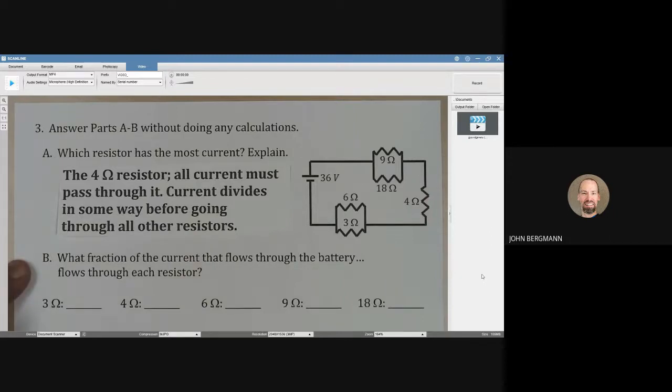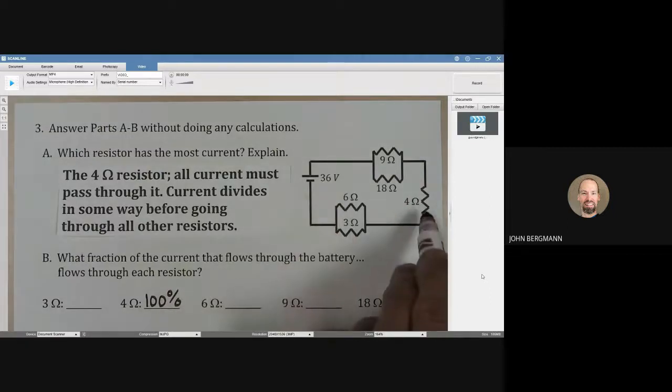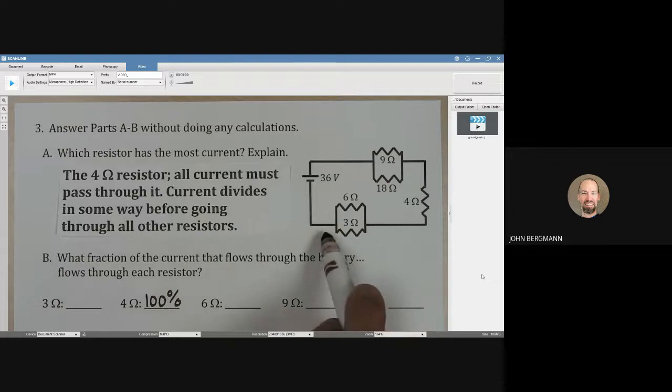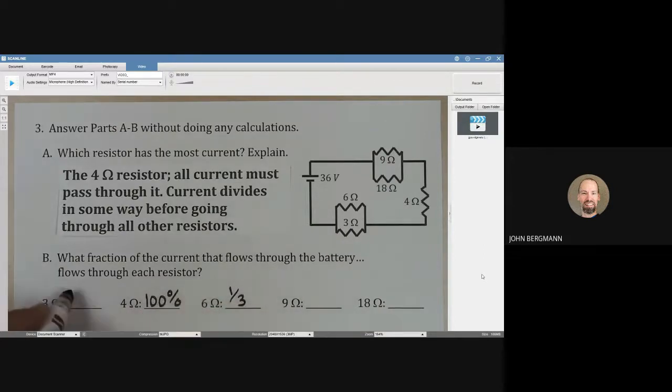What fraction of the current that flows through the battery flows through each resistor? For the 4 ohm resistor, it's 100%, all of it. Whatever current is flowing through the battery, that's got to be the same that flows through this 4 ohm resistor. What about through the 3 and the 6 here? Well, the pressure difference across these is equal. It's an equal push across the 3 and across the 6 ohm resistor, but the 6 has twice as much resistance. So 2/3 of the current will be going the easy way, and 1/3 will be going the tougher way.